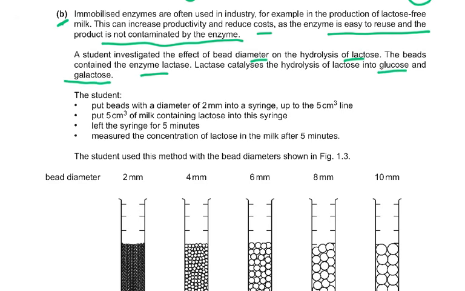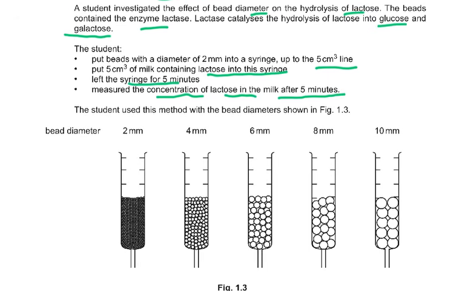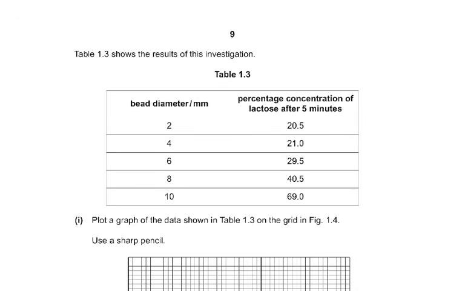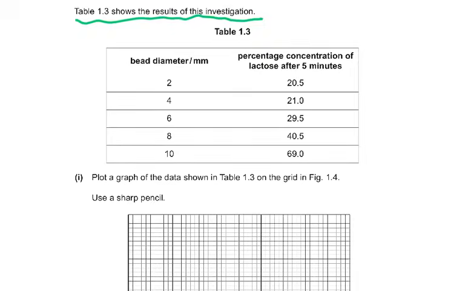The student put beads with a diameter of 2 mm into a syringe up to the 5 cm line. Put 5 cm of milk containing lactose into the syringe. Left the syringe for 5 minutes. Measured the concentration of lactose in the milk after 5 minutes. The student used this method with the bead diameters shown in figure 1.3. So bead diameter was 2 mm, 4 mm, 6 mm, 8 mm, and 10 mm. Table 1.3 shows the results of this investigation: bead diameter and concentration of lactose after 5 minutes.